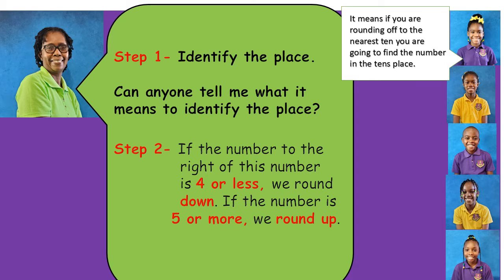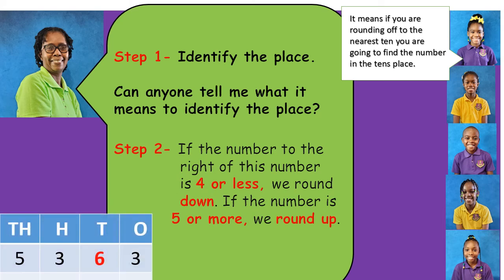So Sarah is saying, it means if you are rounding off to the nearest 10, you are going to find the number in the tens place. All right, so here I have my place value chart again, and we are rounding off to the nearest 10. Even though this is a big 4-digit number, we are rounding off to the nearest 10, so we are going to find our tens place. Excellent job, Sarah. We are going to find our tens place, and we are going to find that number.